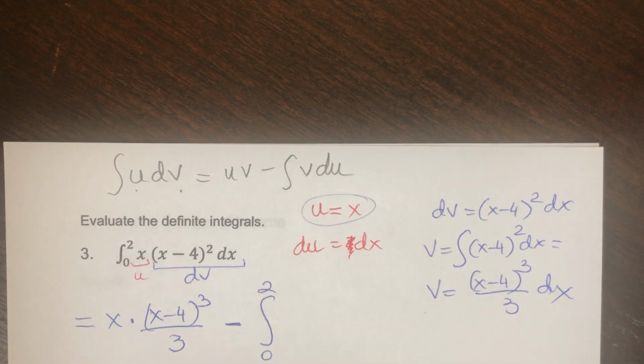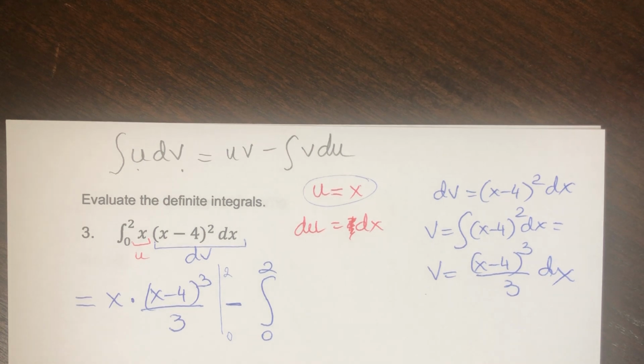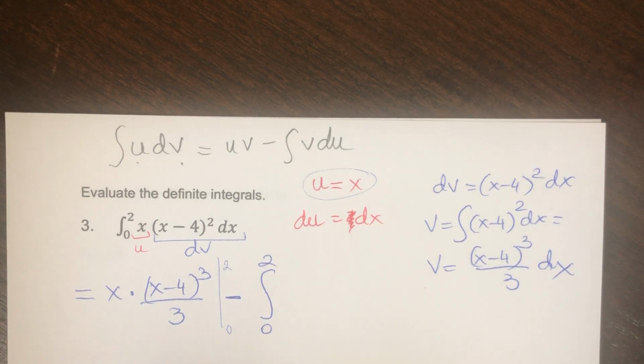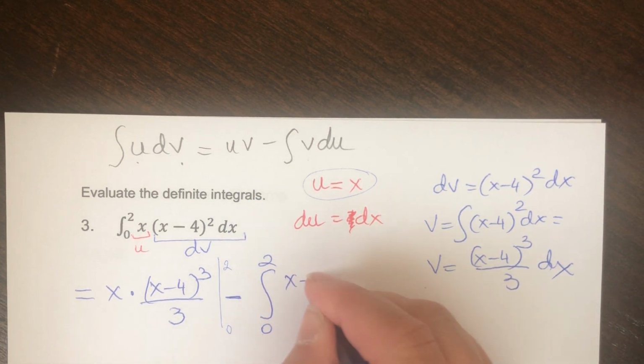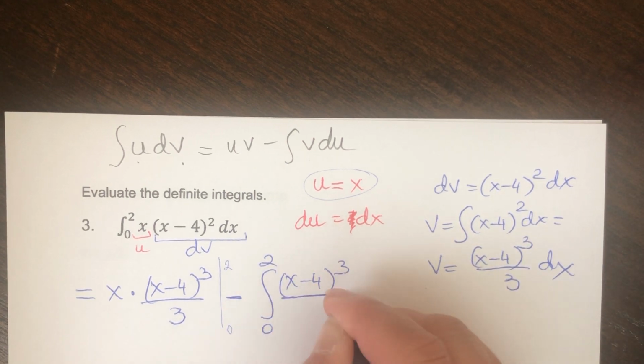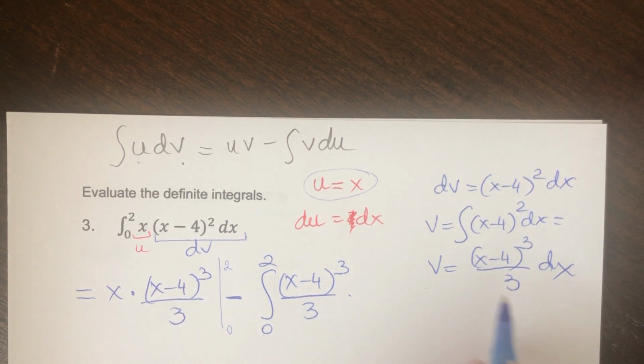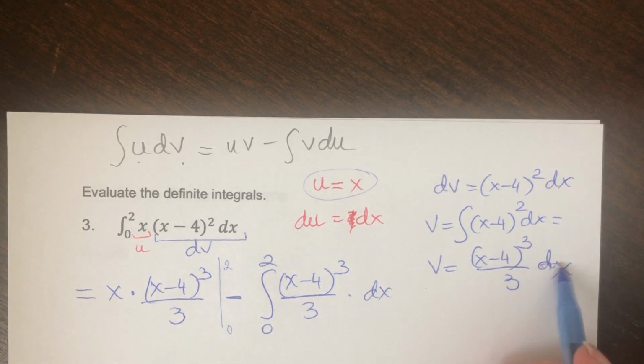Fine, still 0 to 2. In other words, also what? This, I'm going to have to plug in a 0 and a 2, but I won't until I'm all done to the end, right? For now, I'm still just finding the antiderivatives. The plugging in part goes at the end anyhow. So integral from 0 to 2 of what? V, which is this guy here, x minus 4 to the third over 3 times dx.